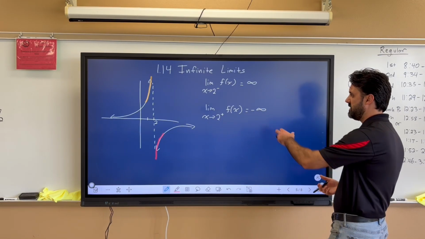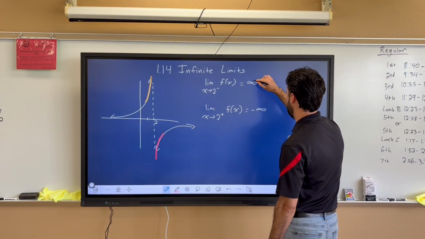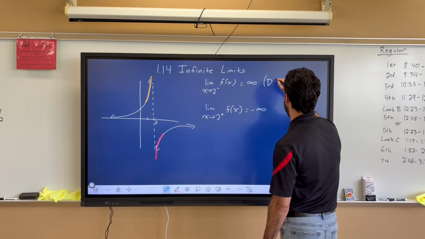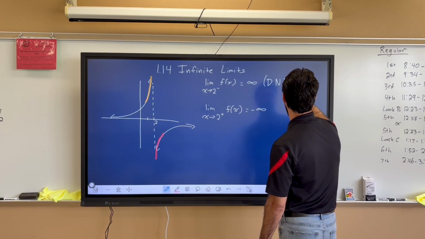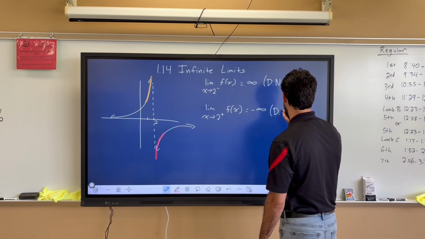Sometimes, because we never actually get to those values, you'll see the answer, instead of being infinity or negative infinity, they might write does not exist, okay? But we are typically going to write either infinity or negative infinity.